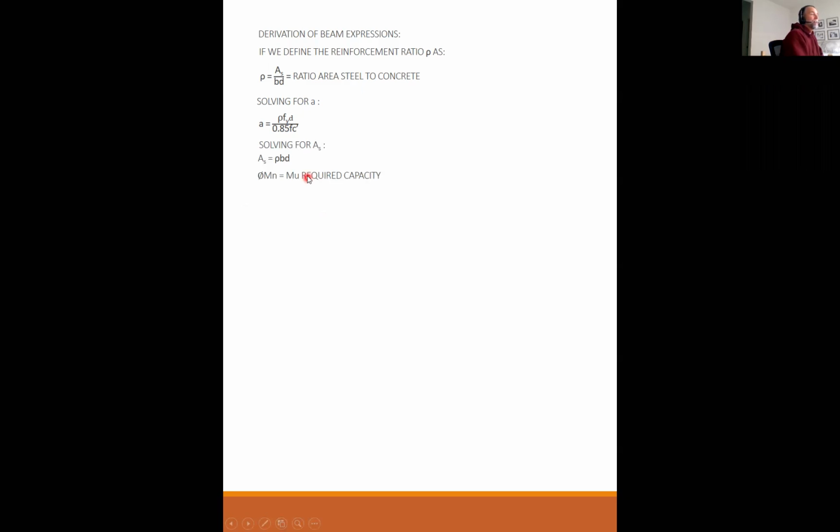And we're going to again talk about this next lecture, but we know that phi Mn has to at least equal Mu, the required capacity, and phi is the phi resistance factor to be covered later. Then phi Mn is equal to phi AS Fy (D minus A over 2). This is just the equation I just gave you, except I put a phi factor in front of it, which is then equal to phi rho BD Fy (D minus rho Fy D over 1.7 F prime C). And then I see there's D and D, so I pulled the D out front. Phi BD squared Fy rho (1 minus rho Fy over 1.7 F prime C). All of this has to equal Mu.